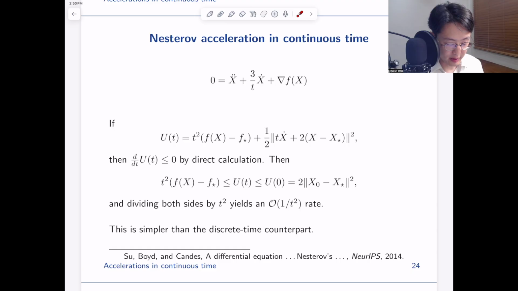Now that we've shown that this U energy is dissipative, our proof is basically done, because t squared times function value suboptimality is less than U, and U(t) is less than U(0), and at U(0) we have this. Then we divide both sides by t squared, and that yields a 1 over t squared rate. That's how you do the analysis in continuous time. It tracks how you do the analysis in discrete time, but this is simpler to think about than the discrete time counterpart.